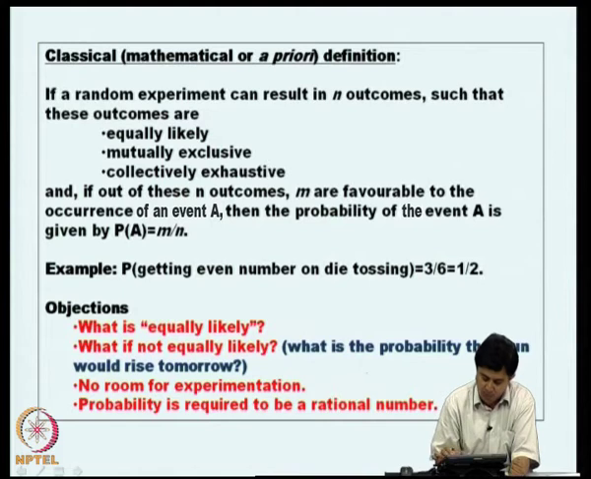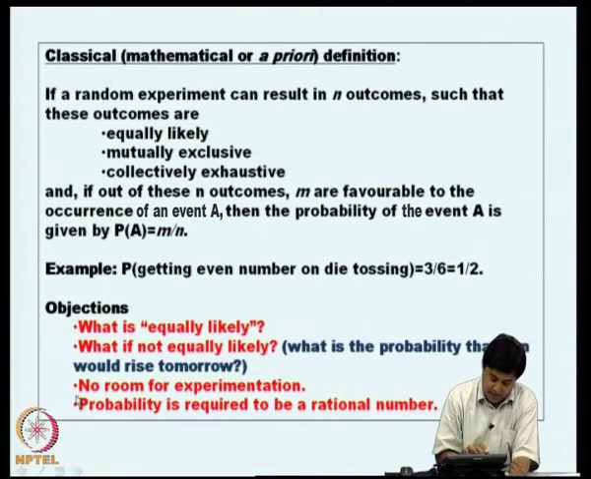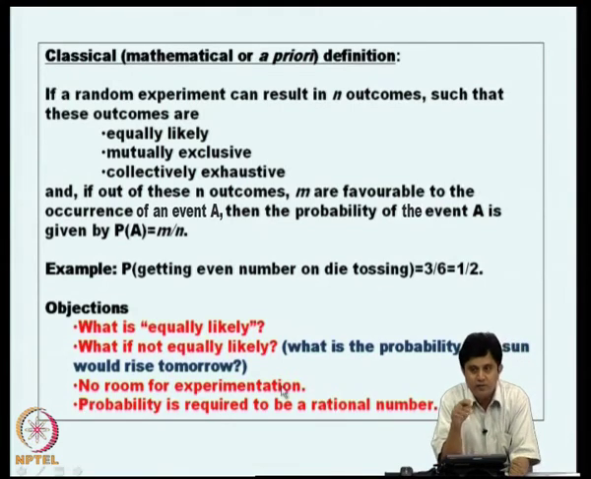For example, what is the probability that the sun would rise tomorrow? So, if you argue there are 2 outcomes, it will rise, it will not rise, but the thing is they are not equally likely. So, it would be something like n divided by n plus 1, where n is the number of days over which we have observed that the sun has risen. That is likely to be the answer. It is not certainly half. In this definition, there is another problem, there is no room for experimentation. The fact that we have seen the sun rising for so many years is not allowed for in this.